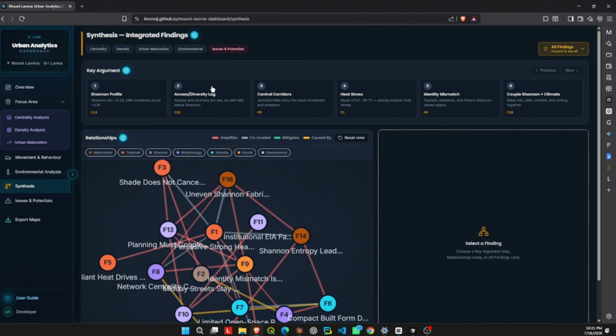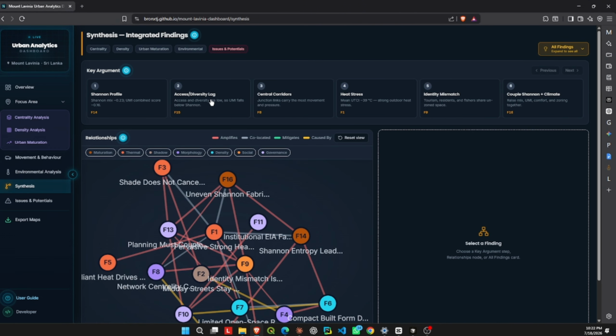The second one is the access diversity issue. A UMI value does not mean there is no mix. Shannon entropy shows more mix than daily access and diversity actually deliver. Hope you can remember. The implication is that if we could add reachable shops and services, as well as mixed live-work environment uses along main corridors, that would be great.